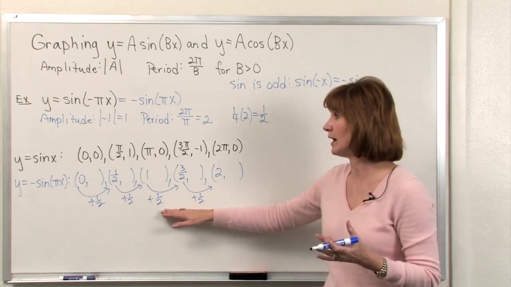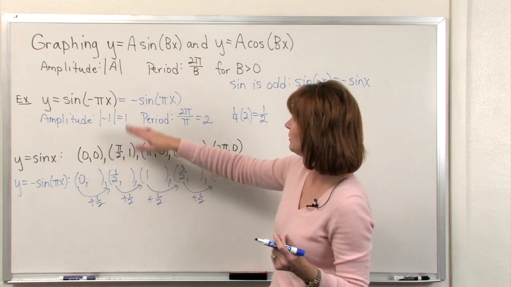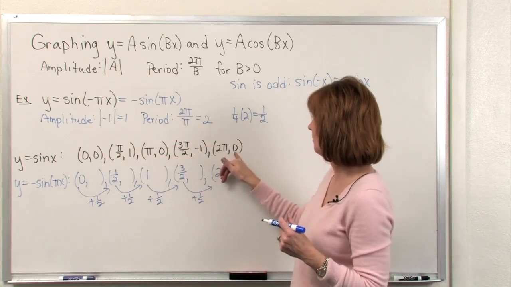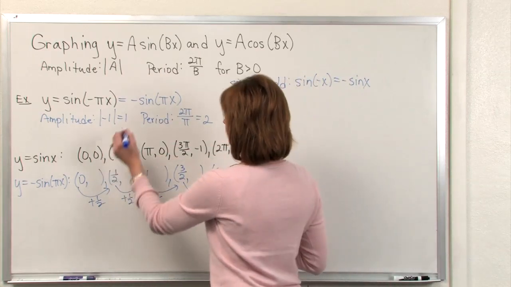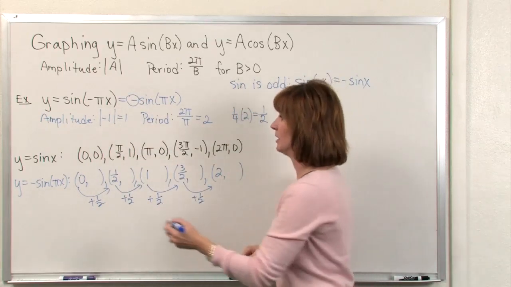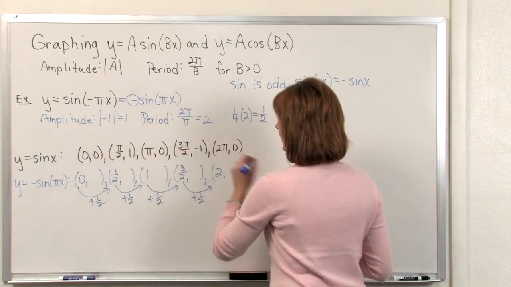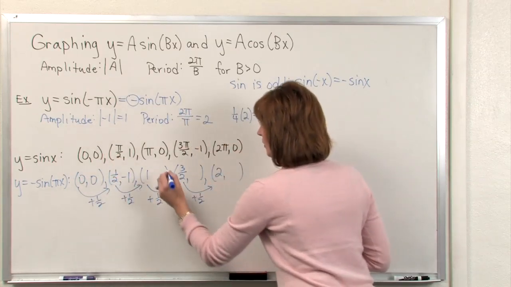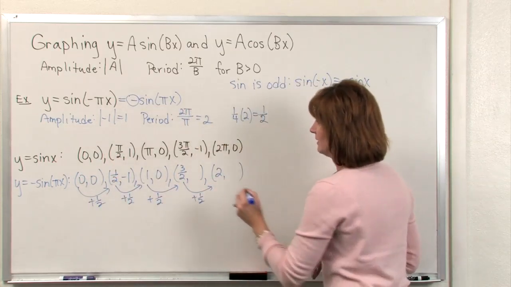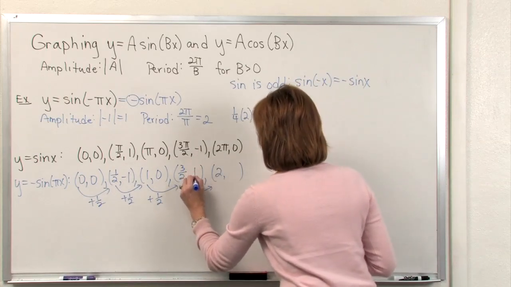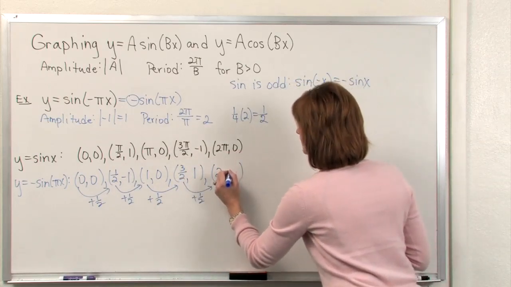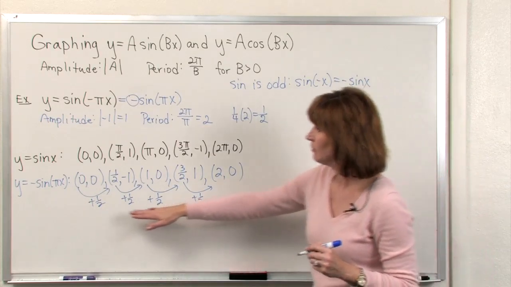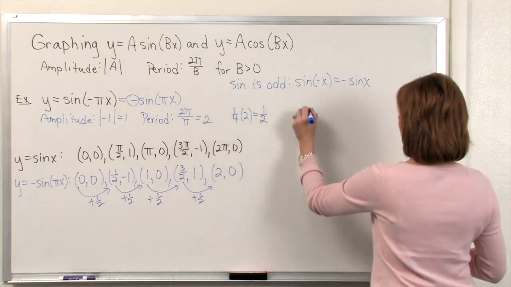Now how do we get the y coordinates? Remember, the y coordinates are affected by a, so we want to be multiplying these y coordinates by a, which in this case is negative 1. So we're going to multiply each of these y coordinates by negative 1. So we're going to get 0. 1 times negative 1 is negative 1. 0 times negative 1 is 0. Negative 1 times negative 1 is positive 1. And then 0 times negative 1 is 0. So here are our quarter points for y equals negative sine pi x. Let's graph that function.